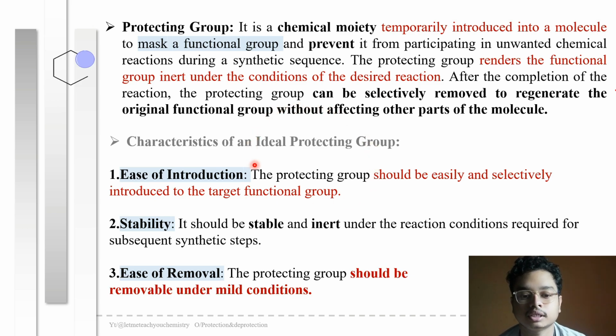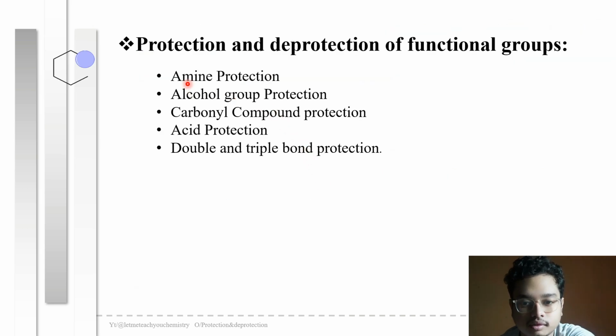So the ideal protecting group should have the capability that, during the deprotection strategy as well as the protection strategy, the reaction yield should be much higher. Then we can say that yes, it is a good protecting group. Now different kinds of functional groups can be protected by this method, such as amine protection, alcohol protection, carbonyl compound protection, acid protection, and double and triple bonds can also be protected during the organic synthesis pathway.